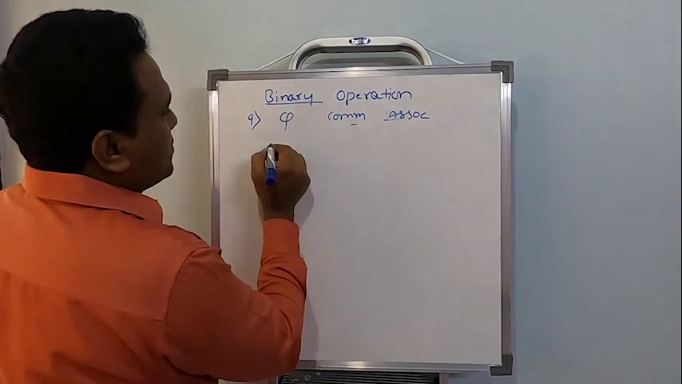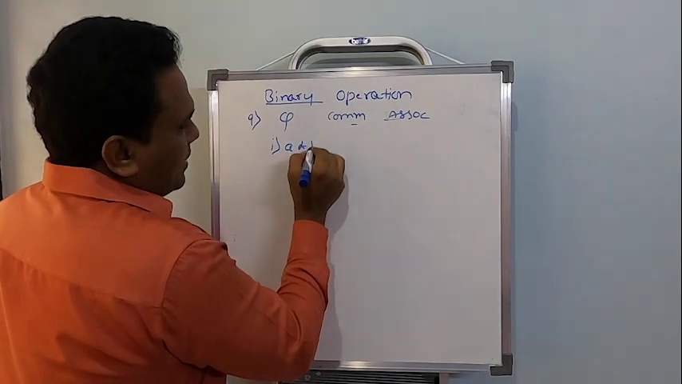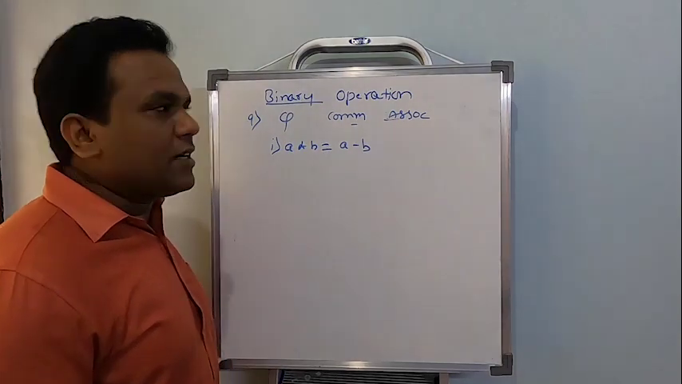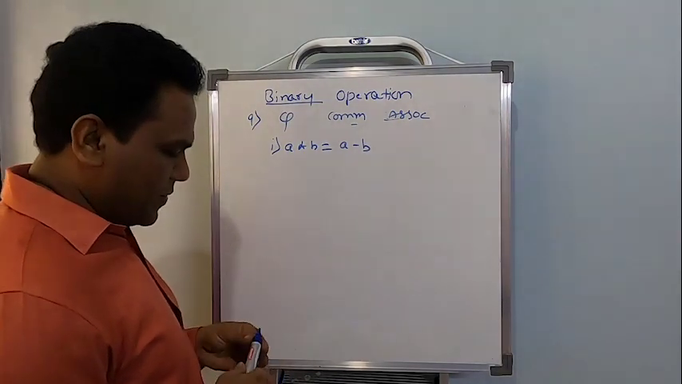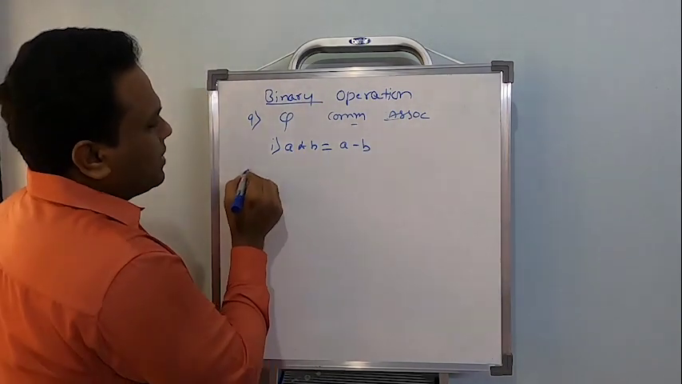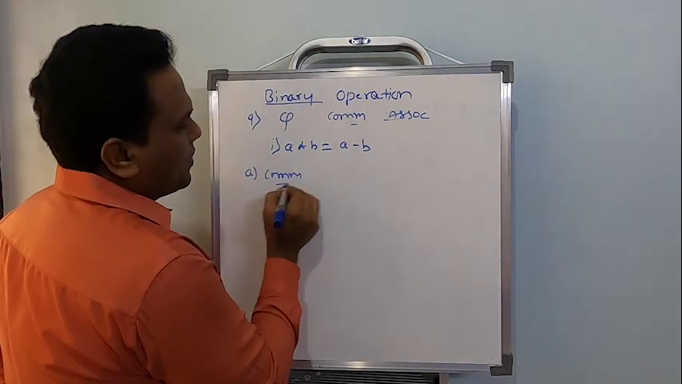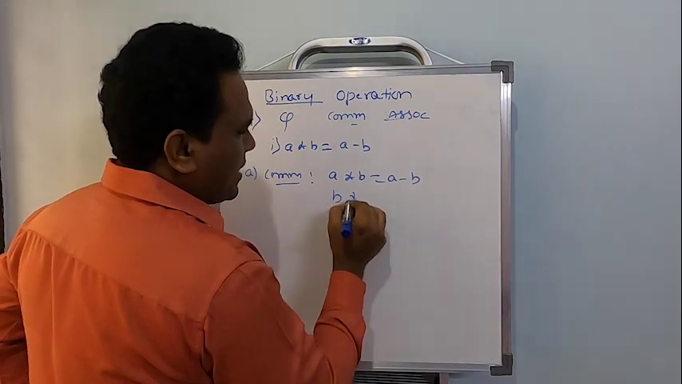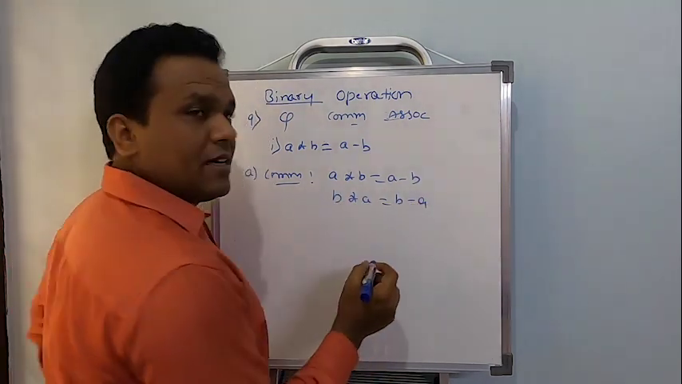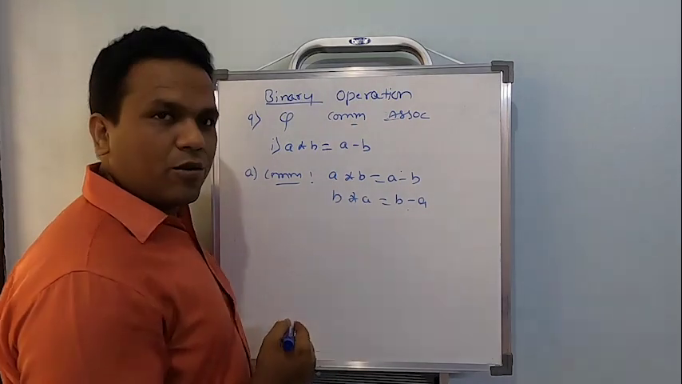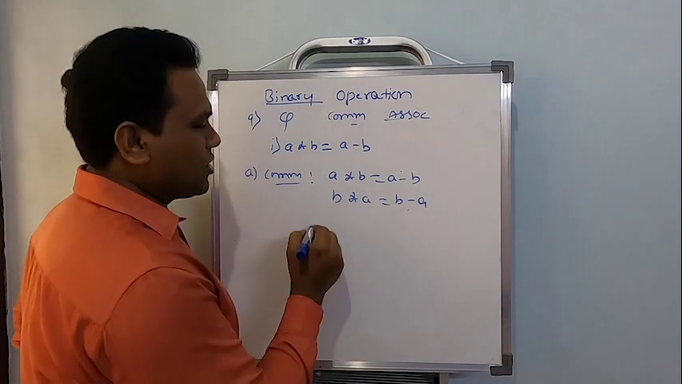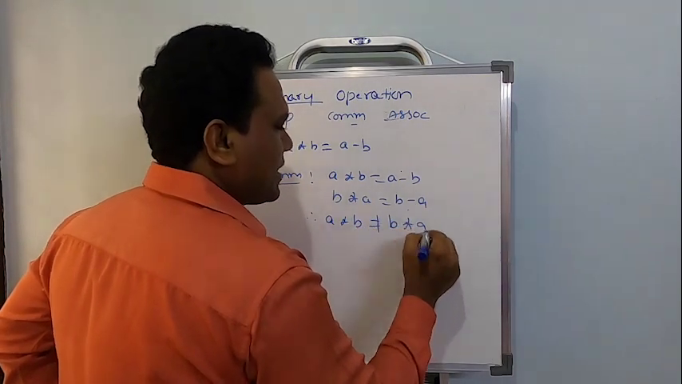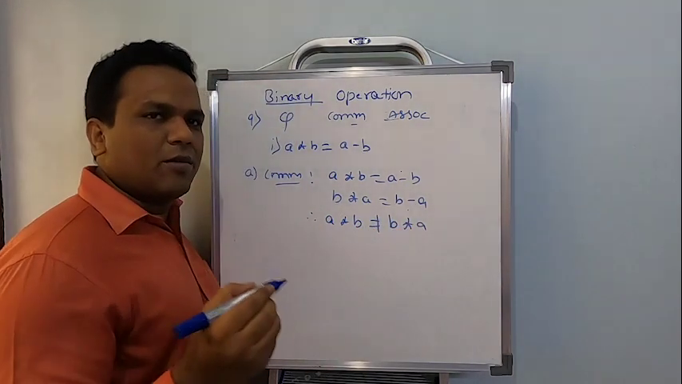So on this, let us select one of the problems. First problem under this, A star B is equal to A minus B. So we need to check whether it's going to be commutative and associative. Clear? So to check for commutative, see, A star B is A minus B. What will B star A be? B minus A. Is it possible to write A minus B equal to B minus A? That is nowhere possible. Therefore, A star B is not equal to B star A. Therefore, star is not commutative.